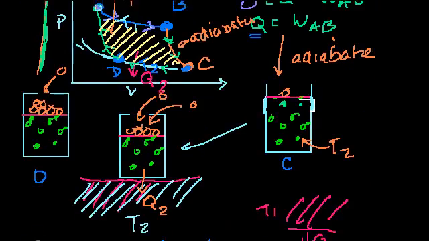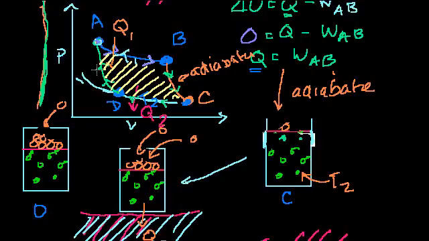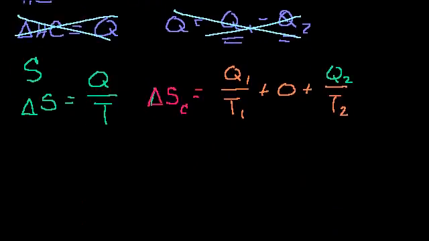And then finally, when we went from D to A, it was adiabatic again, so no transfer of heat. So plus 0, right? These zeros are zeros over a changing temperature, but it's just a 0. So this thing should be equal to 0 in order for this to be a valid state variable.